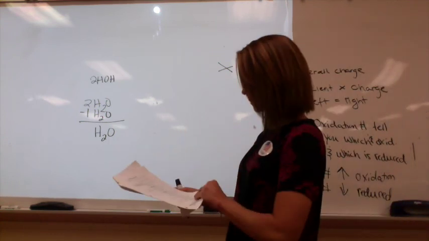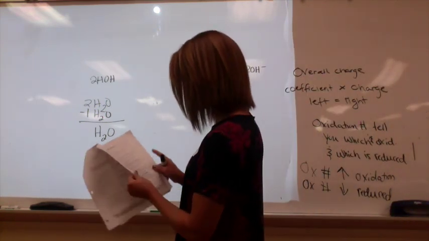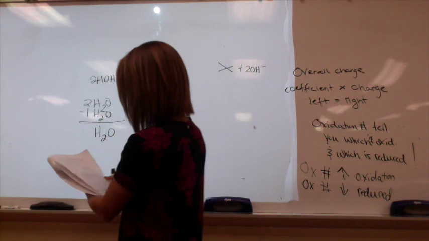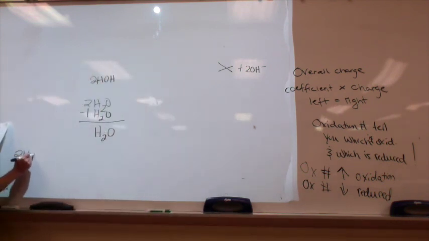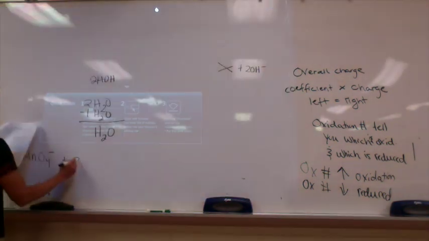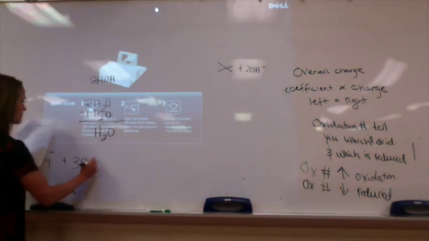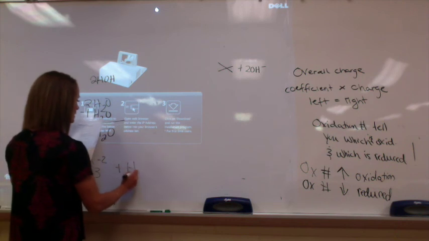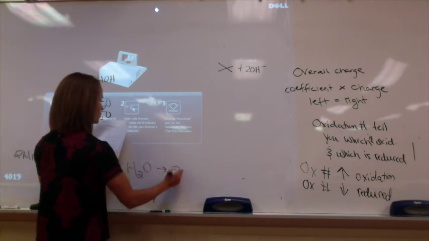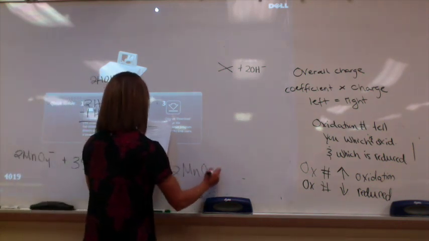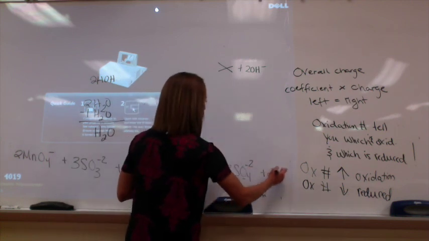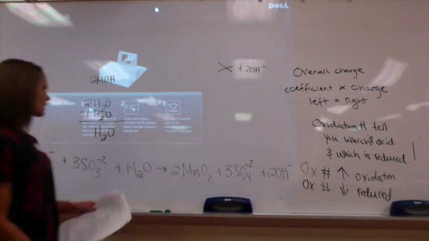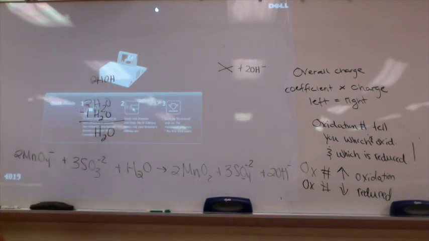So, let me find it and I'll finish it up for you. So you should have 2 MnO4 minus plus 3 SO3 2 minus plus H2O yields 2 MnO2 plus 3 SO4 2 minus plus 2 OH minus. Yes? There it all is.